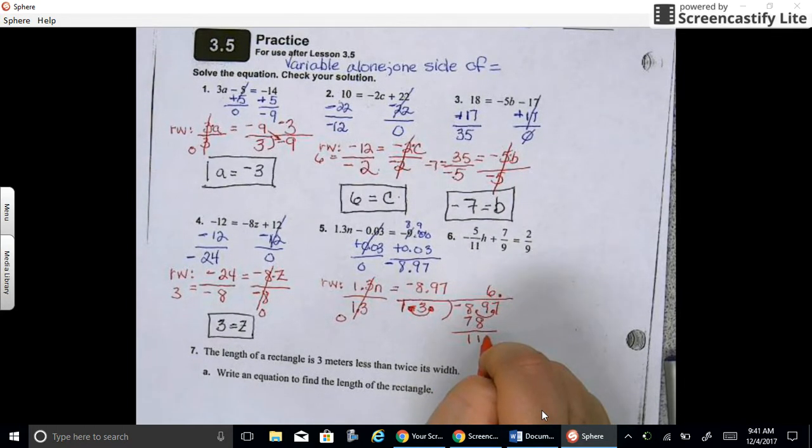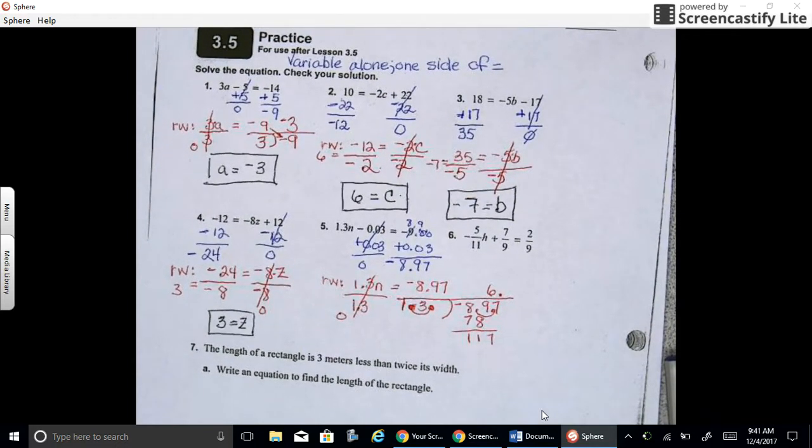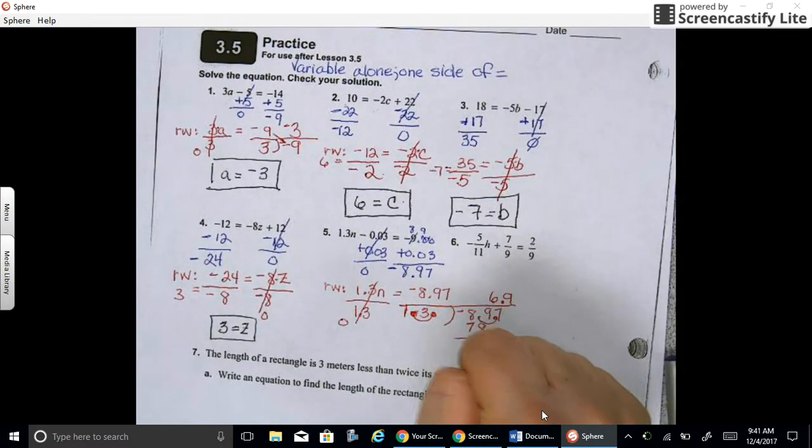Let's bring that 7 down because we can't divide 13 into 11. So how many times can 13 go into 117? 9. What is 13 times 9? 117. It sure does. So we have 0 left. So our answer is 6.9.